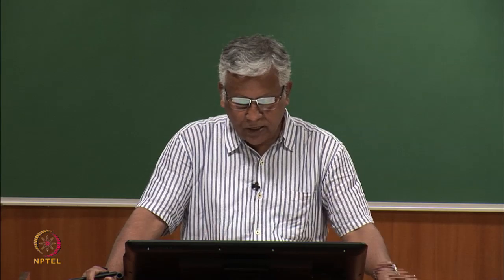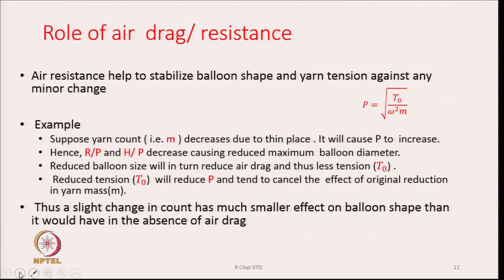A slight change in count has a much smaller effect on balloon shape than it would have in the absence of air drag. Why is it happening? Why does T0 increase or decrease? Because of the change in balloon size, that is the reason. So, that is why there is a self-adjusting effect because of the air drag. That is the advantage of having the air around us, or around the machine.